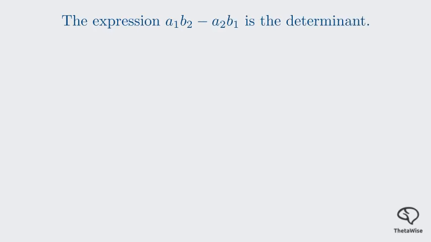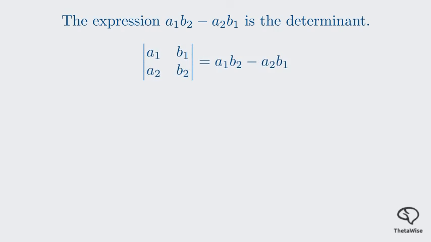We observe that a crucial expression, a1b2 minus a2b1, appeared in the denominator of both the x and y solutions. This expression is so fundamental that it has its own special notation. It is called the determinant of the 2x2 matrix made from the coefficients a1, b1, a2, b2. We write it like this, using the vertical bars. You can see how the first column is made of the a coefficients, and the second column is made of the b coefficients from our original equations.